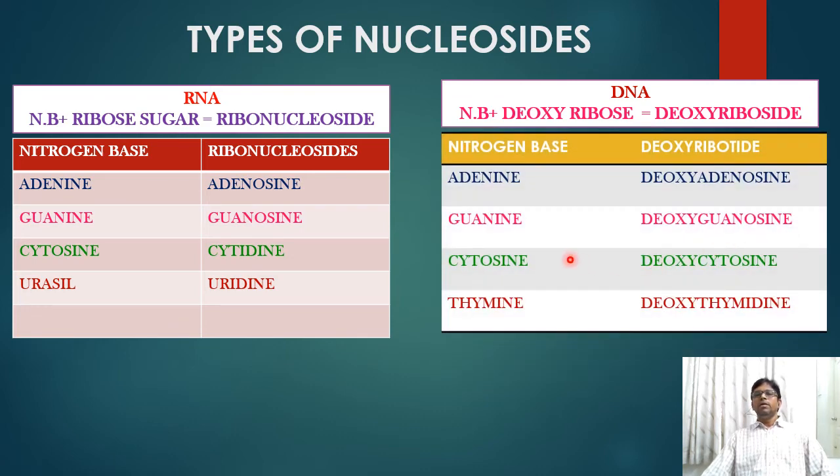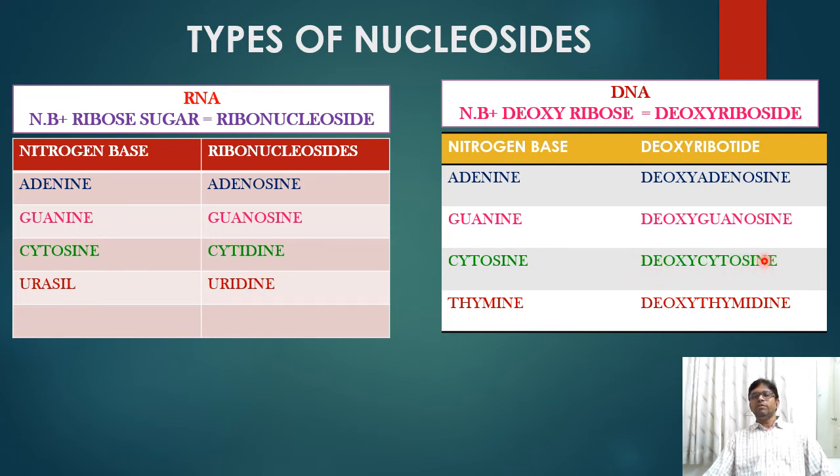They are deoxyadenosine, deoxyguanosine, deoxycytidine, and deoxythymidine. Adenine, when it binds with deoxyribose sugar, forms deoxyadenosine. Guanine, when it binds with deoxyribose sugar, forms deoxyguanosine. Cytosine, when it binds with deoxyribose sugar, forms deoxycytidine.